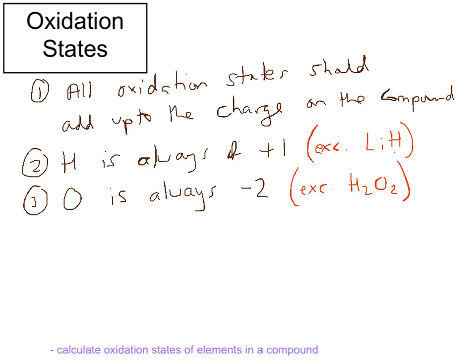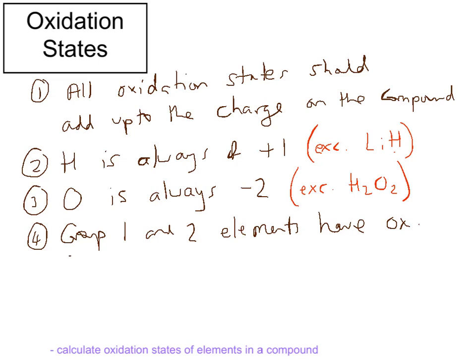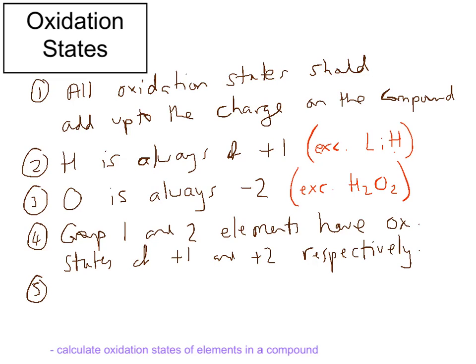The fourth rule is that group 1 and 2 elements have oxidation states of +1 and +2 respectively. What I mean by that word respectively is that group 1 elements have an oxidation state of +1 and group 2 elements have an oxidation state of +2, sorry. And our fifth rule is that aluminium is +3. It's in group 3, but we can't say that all group 3 elements are always +3 because they're not.